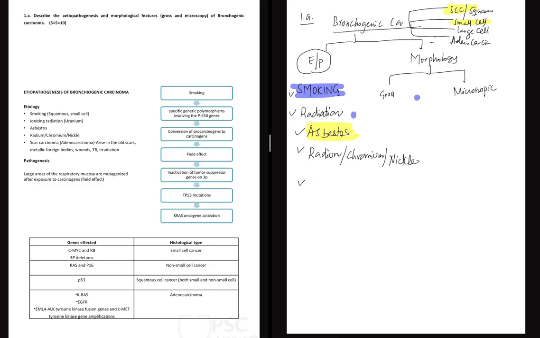And there is one entity called scar carcinoma. In any old disease, old scars like TB scars, metallic foreign bodies, or wounds, or any irradiation, just radiotherapy we give, right? Any irradiation might lead to the adenocarcinoma variant of CA lung. So what I'm trying to tell you here is that you know the etiology of bronchogenic carcinoma, the important point is smoking. Apart from that, there are also other etiological things.